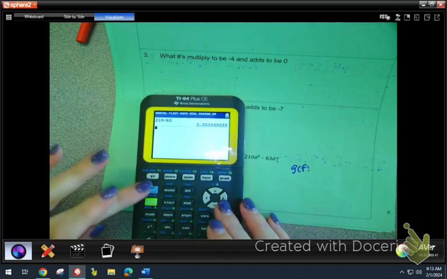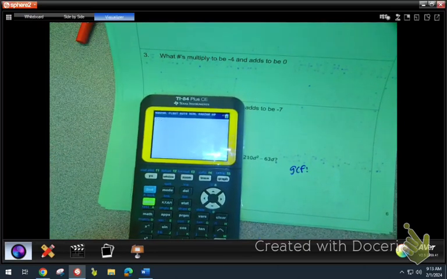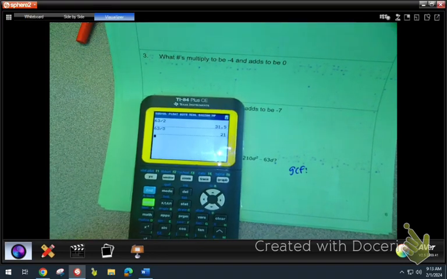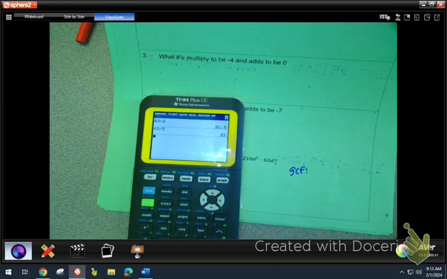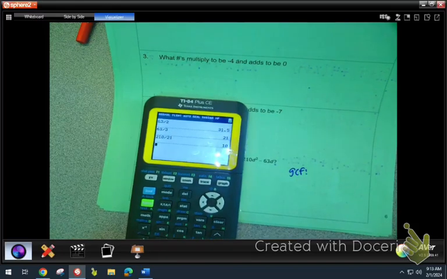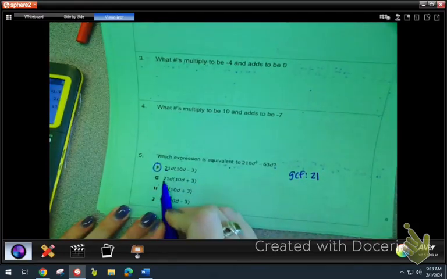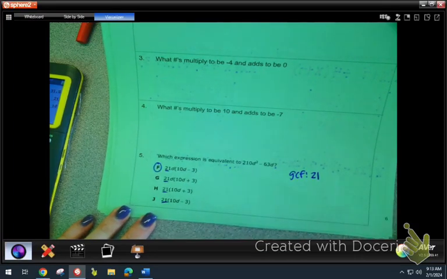Is 210 divisible by 63? No. So then I go to my next factor of 63. 63 divided by 2 is not divisible. 63 divided by 3 is 21. So that's my next factor of 63. So I want to check 21. Is 210 divisible by 21? Yes. Also, look at your answer choices. What is the coefficient in front on all of them? So that's probably an idea that that's the only one it can be. All right. Just distribute 21 to everything.